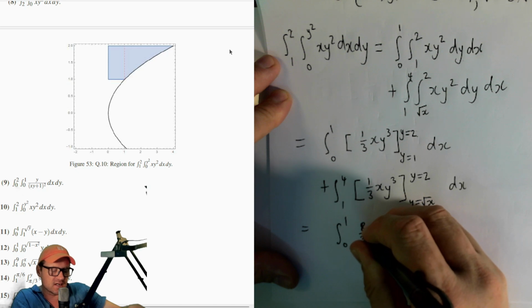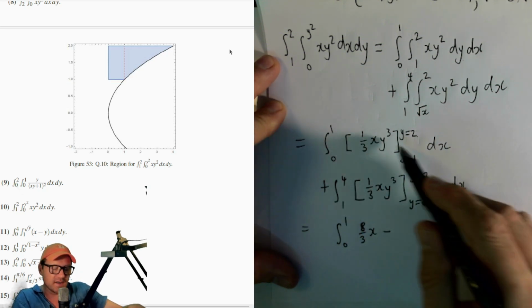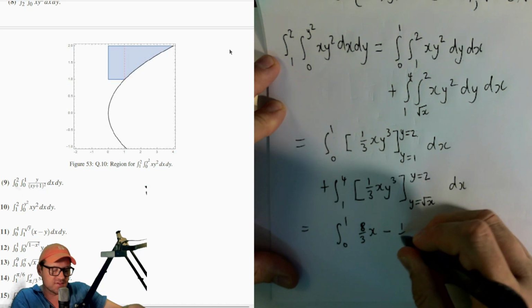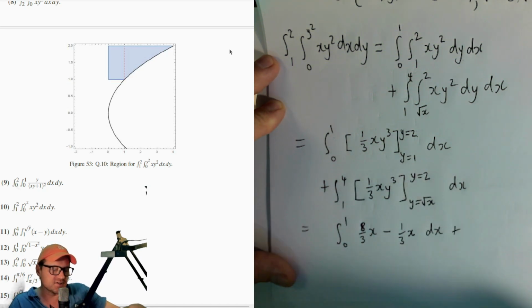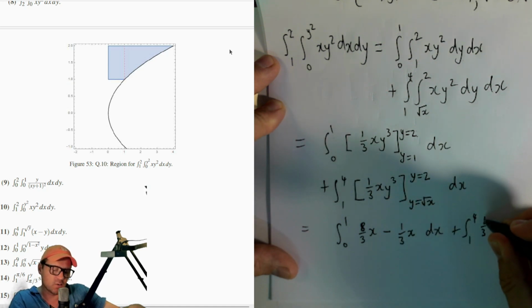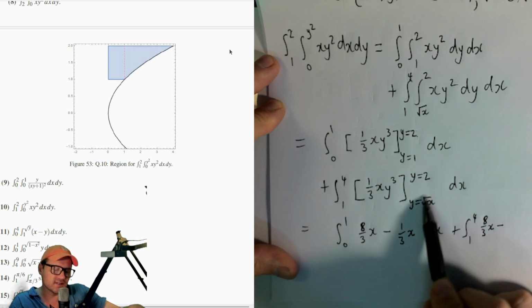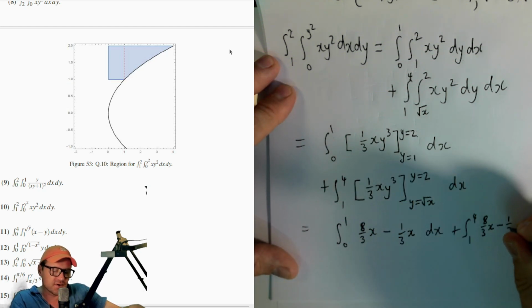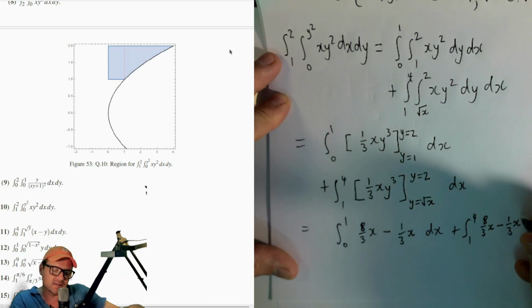So we'll just change that into 8 over 3 x, and then we subtract. Now we're subbing in y as 1, so we just have minus 1/3 x. Okay, now for this second integral, subbing in 2, 1/3 x, 2 cubed is 8, so we'll change that 1 into an 8. Subtract. Now we're replacing the y with the square root of x, so we have 1/3 x root x cubed is x root x, so we'll change this into x squared and root x, and then dx.